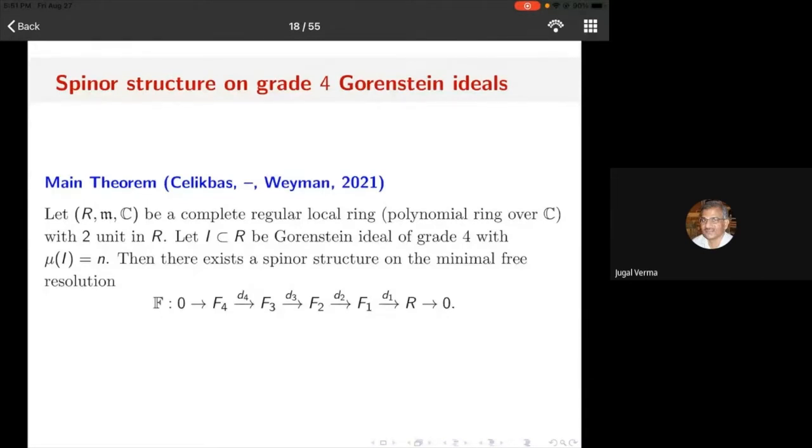So we have proved the existence of Spinor structure on resolutions of codimension 4 Gorenstein rings, and this existence gives a very nice relation between the Buchsbaum-Eisenbud multiplier and Spinor coordinates. It gives a quadratic relation between the Buchsbaum-Eisenbud multiplier and Spinor coordinates. Some of these relations we will see further in the talk.